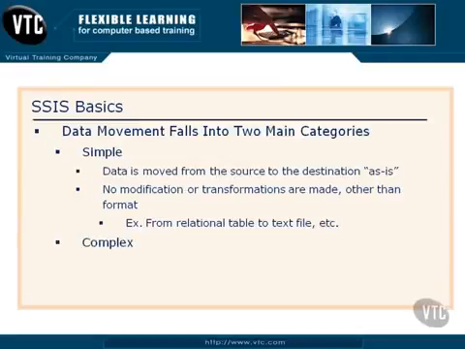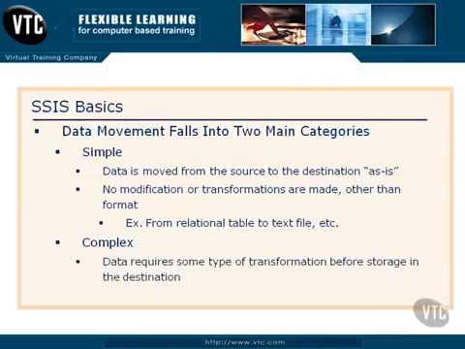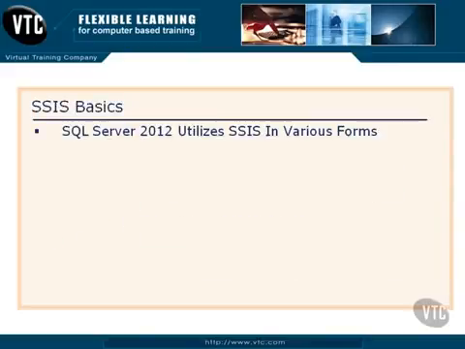With a complex data movement, the data requires some sort of adjustment, some sort of transformation. Once we pull it out of the source, before we drop it into the storage location or the destination, we need to change something about it based on some sort of condition, and so that would be considered a complex data movement. Now, SQL Server 2012 is going to utilize SQL Server Integration Services in various forms.